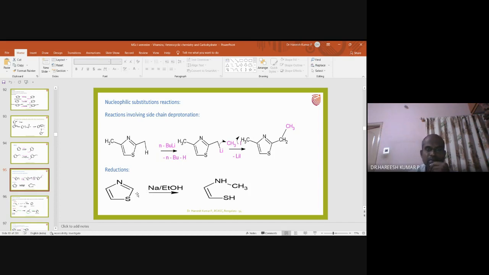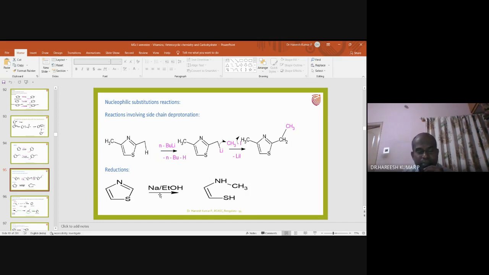So up to this point, we discussed what thiazole is, how thiazole is synthesized, and the different methods for its preparation. We also discussed what happens when thiazole is subjected to electrophilic substitution reactions such as bromination, nitration, and sulfonation. We also discussed nucleophilic substitution, more particularly at the side chain of thiazole, and the reduction of thiazole, where ring opening happens when it is treated with sodium in ethanol. With this, I will go to the next one.